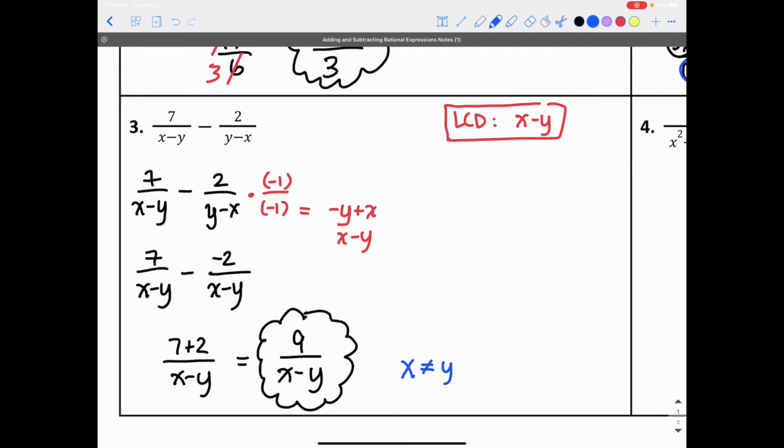You can also write y cannot be equal to x, but those are the same statement. So you only have to write one of those two things.